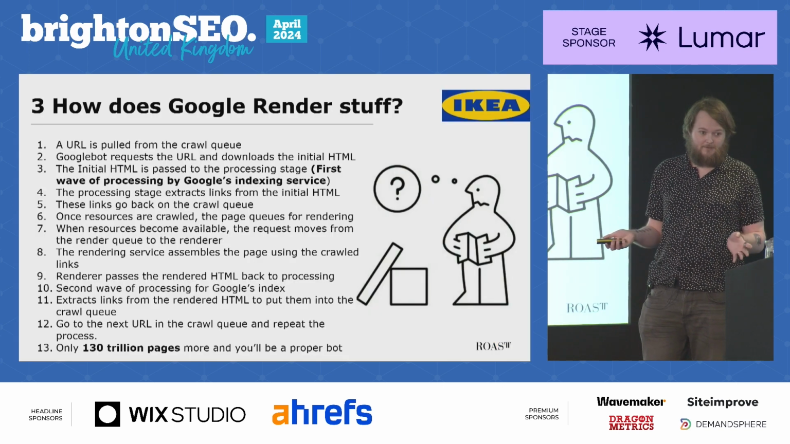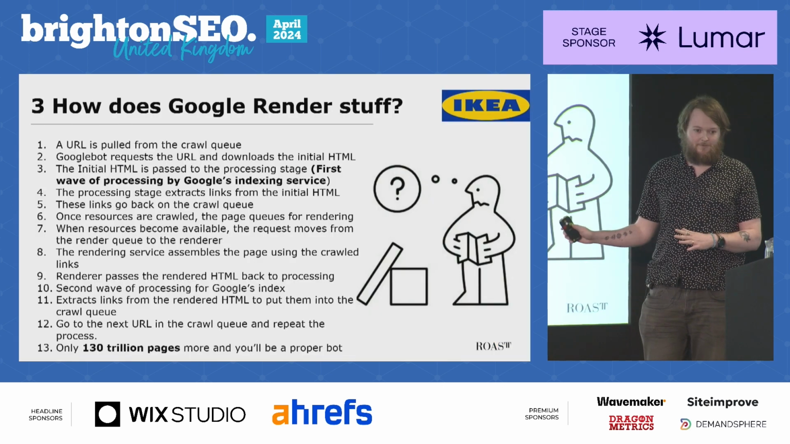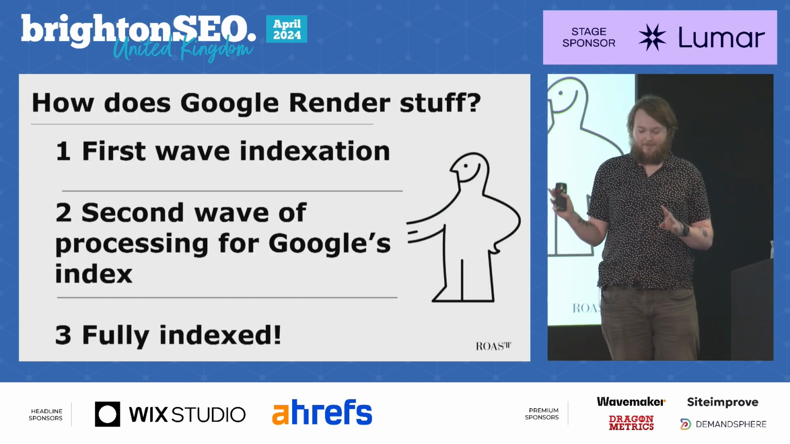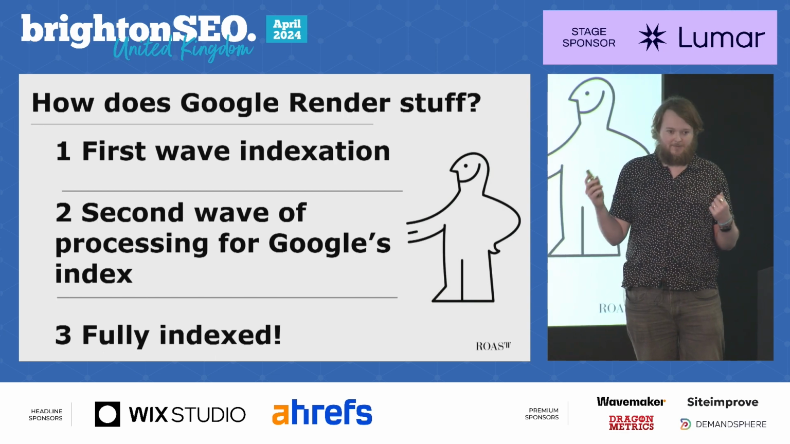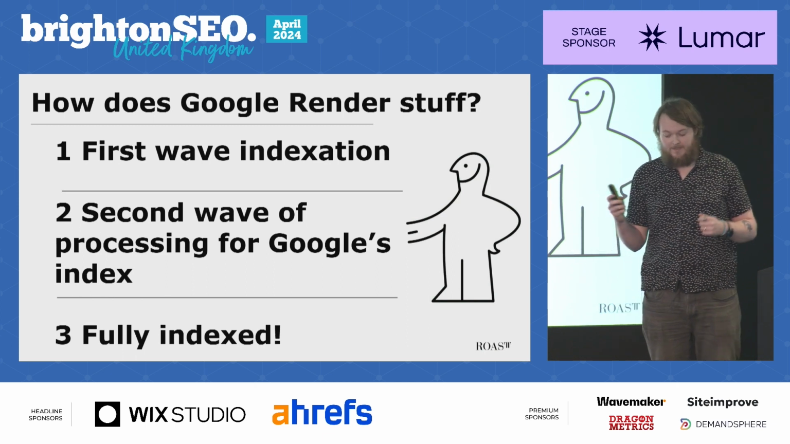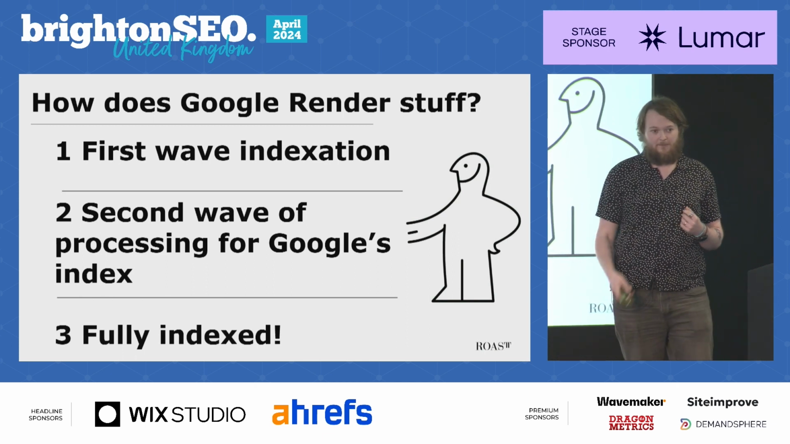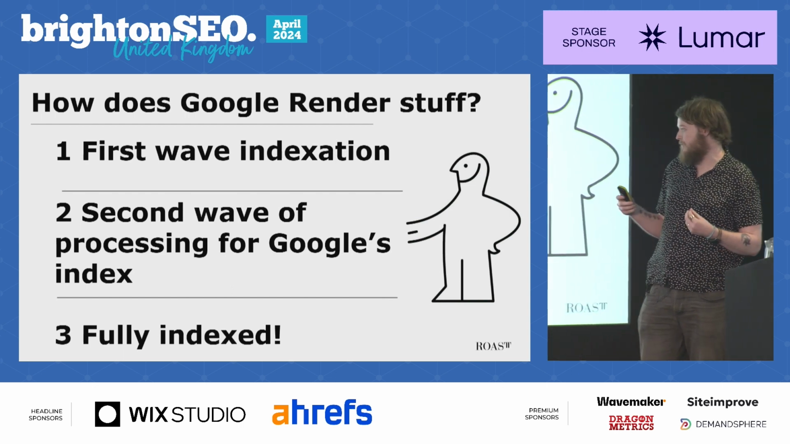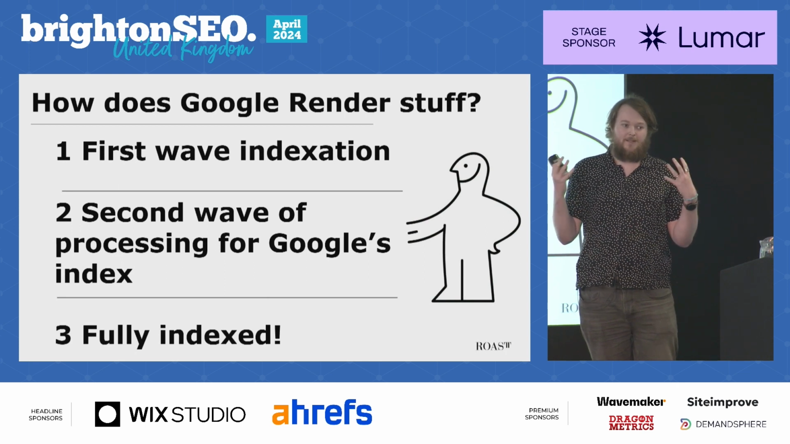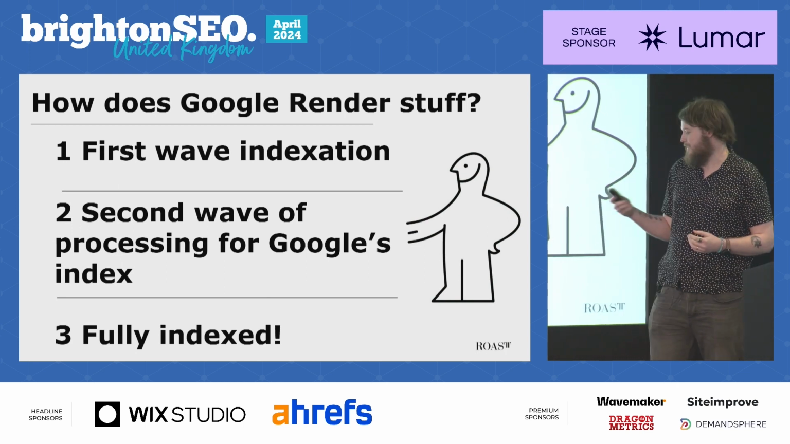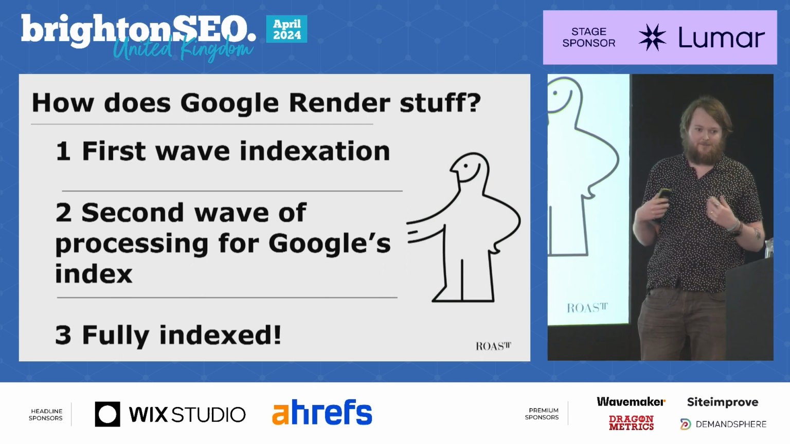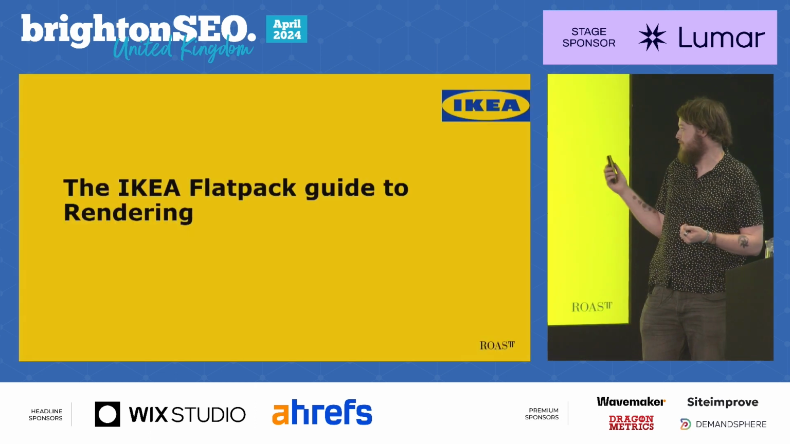So how does Google actually render all of this stuff? Don't worry about this. I'm not going to go through all of it. Appreciate it's a lot of text there. You basically boil that down into three parts. First wave indexation, so that's when it processes it without all the JavaScript, without rendering it fully. Second wave, which is processing it with those scripts, with the CSS as well. And then thirdly, you've got your fully indexed process. So that's after everything's come together at the end. And that's when you're going to be fully in the index with your full page, not just anything that's added by HTML or by JavaScript.